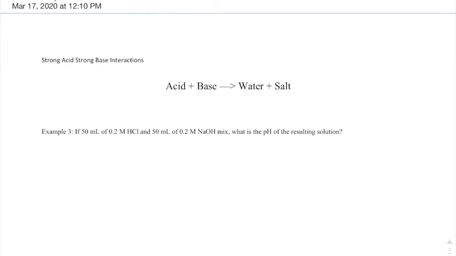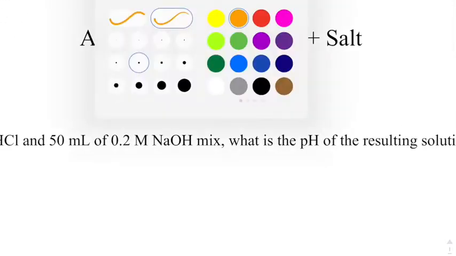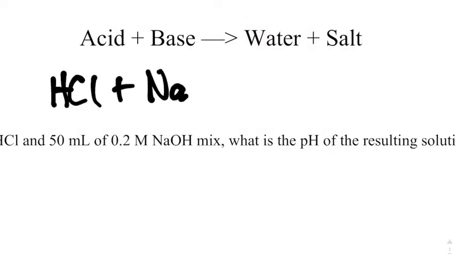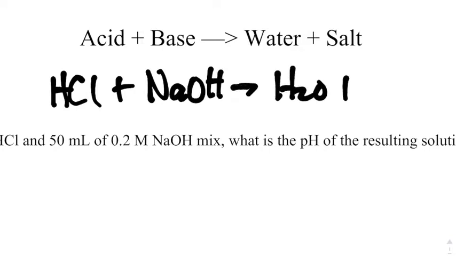If you have a strong acid and a strong base that go together, what we've learned before is that you're going to get a double replacement, or a neutralization reaction, where you get water and salt out of the equation. So the classic example of this is hydrochloric acid reacted with sodium hydroxide, and you get water, H2O, and salt, NaCl.